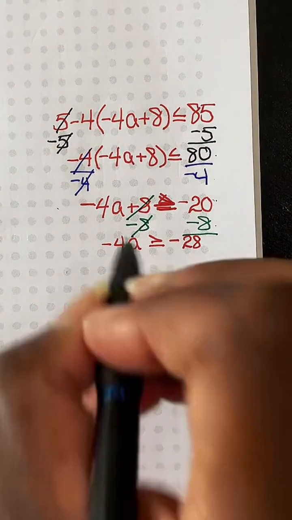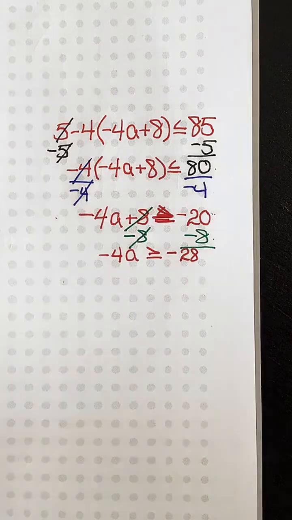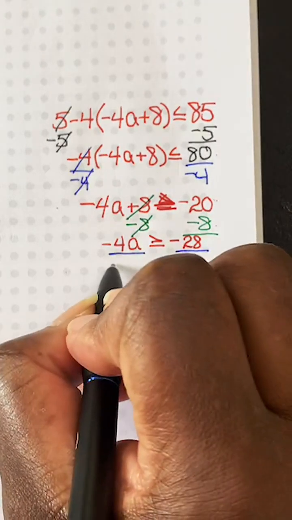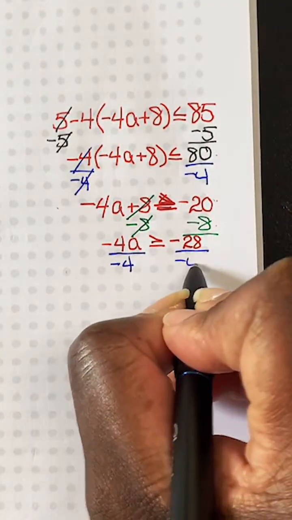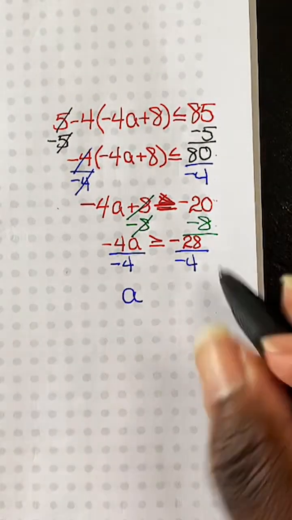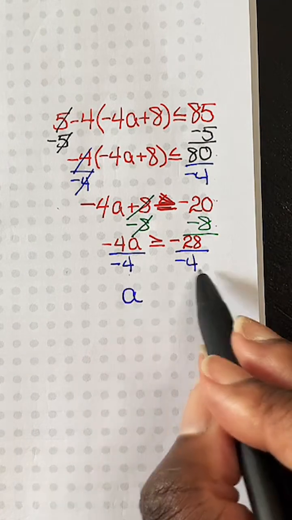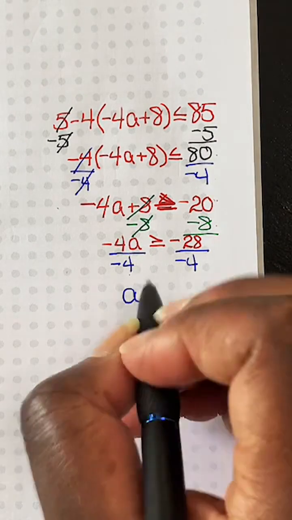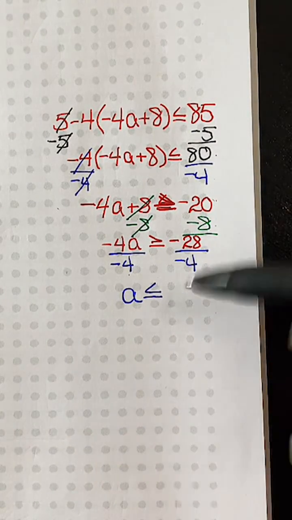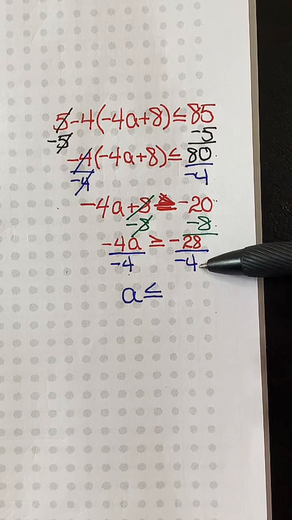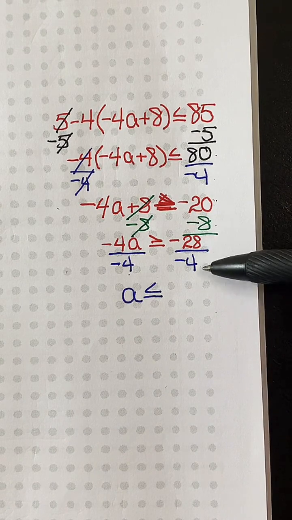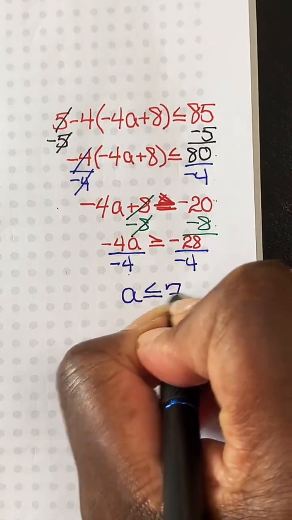Then from here, I'm going to divide by negative 4. So that means I'm going to have an a, and it's not greater than anymore, because since I'm dividing by a negative 4, it's going to flip again, which will give me less than or equal to. Negative 28 divided by a negative 4, negative divided by negative will give me a positive, and 28 divided by 4 gives me 7.